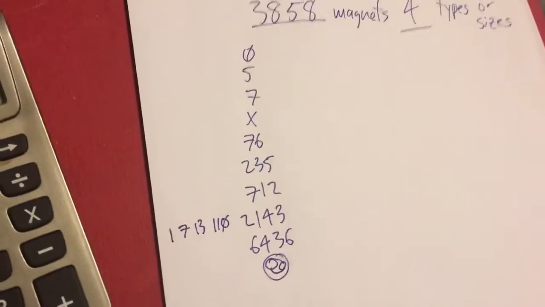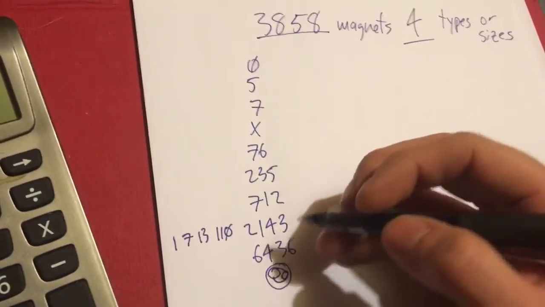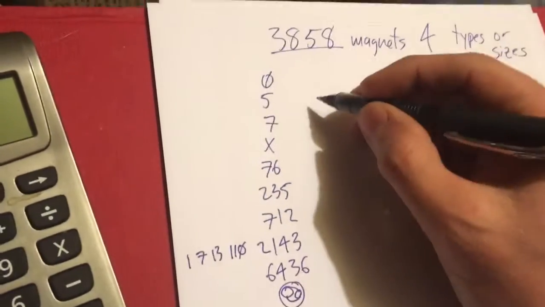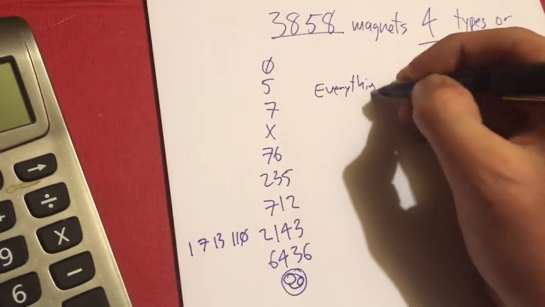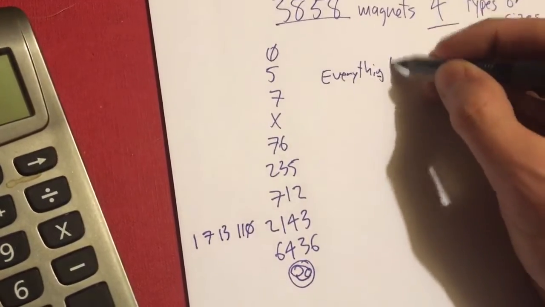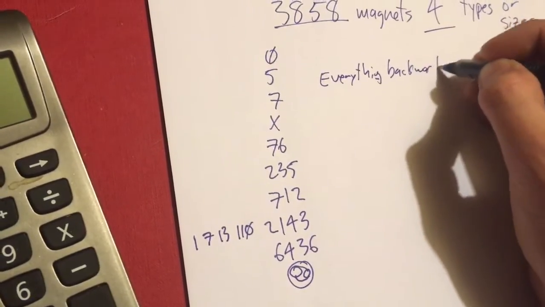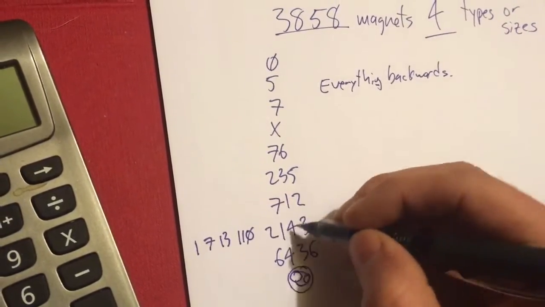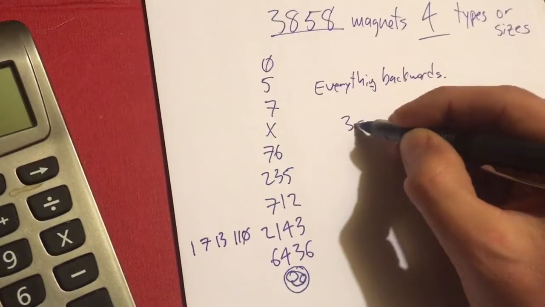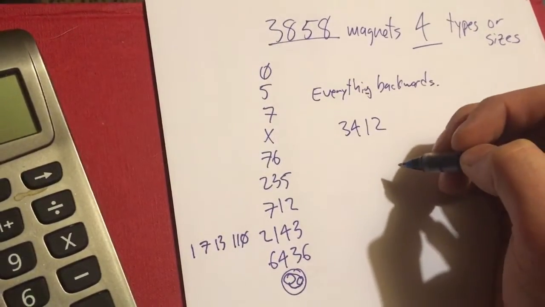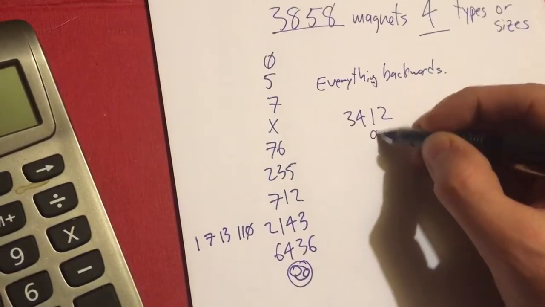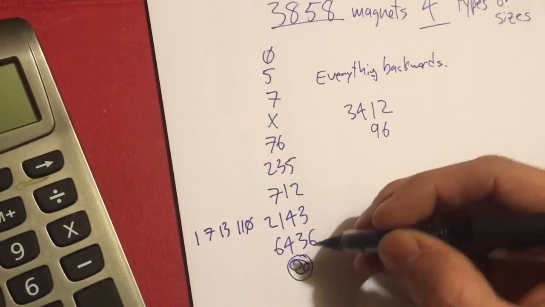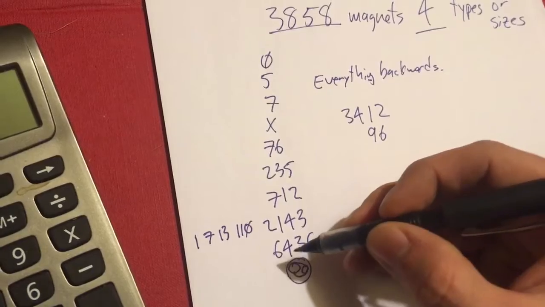Okay, so remember I was talking about dividing things and looking at 2-digit numbers? So let's look at everything backwards. Okay, we're going to start with this guy, 2143. So that's going to be a 3412. Okay? And then we'll go from the bottom up. Now, 69 is going to become a 96. Okay? Your 6436 is going to become a 6346.